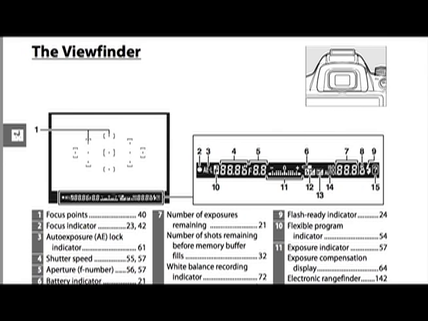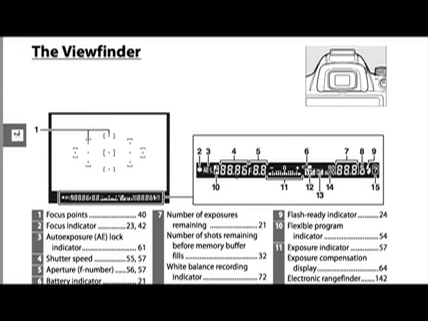And then along the bottom here represents different settings of your camera. Over to the right, this is a zoomed in image. The thing we're going to point out right now, number 4, that's going to be your shutter speed. So whatever your shutter speed is set at, it's going to show up here in these numbers right here. Number 5 is going to be your aperture.